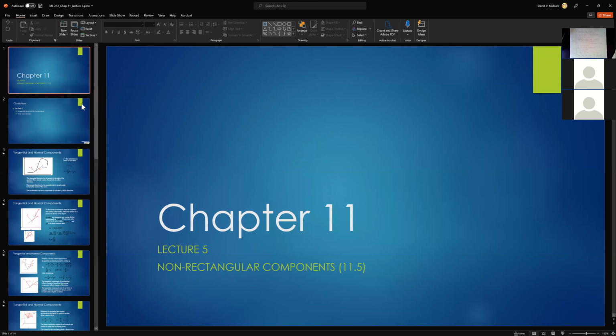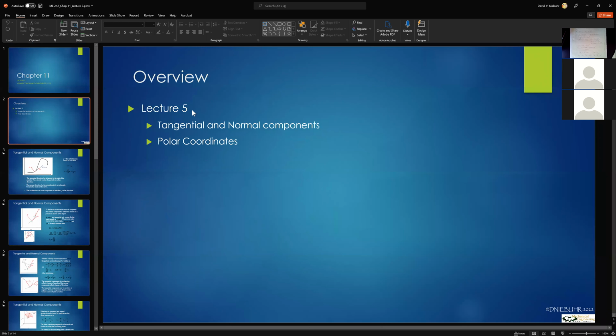All right, so the end of chapter 11 deals with non-rectangular components, or tangential and normal components in polar coordinates. I know you guys are familiar with those from your time in calculus. You've used them in multiple. And I know that polar coordinates can get pretty messy, so we're going to use those on a limited basis.